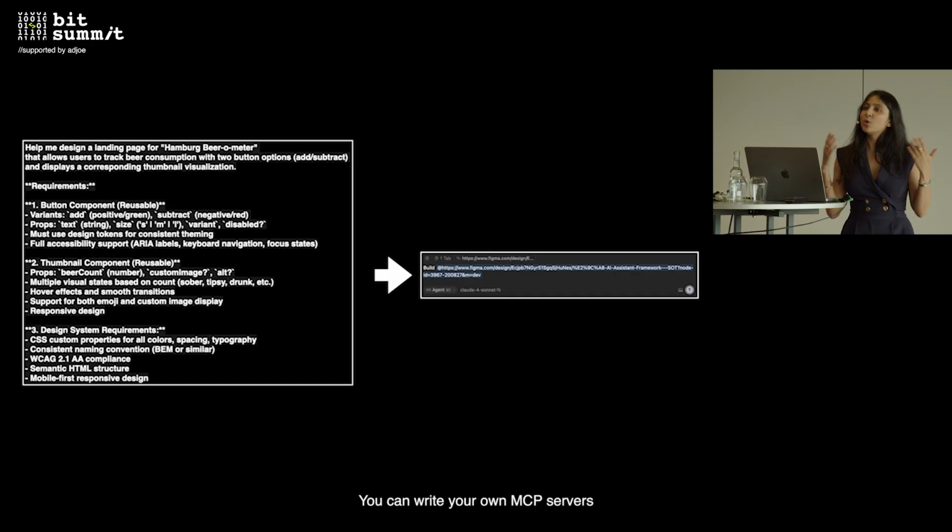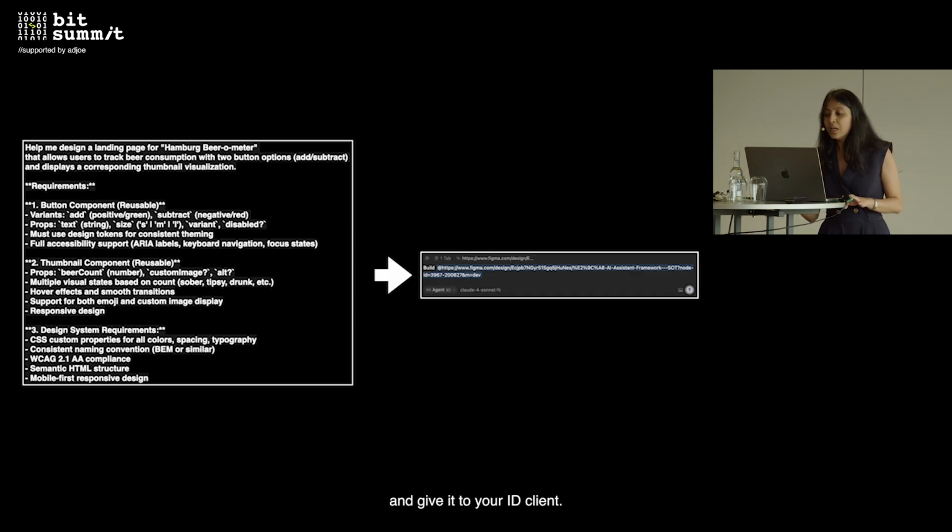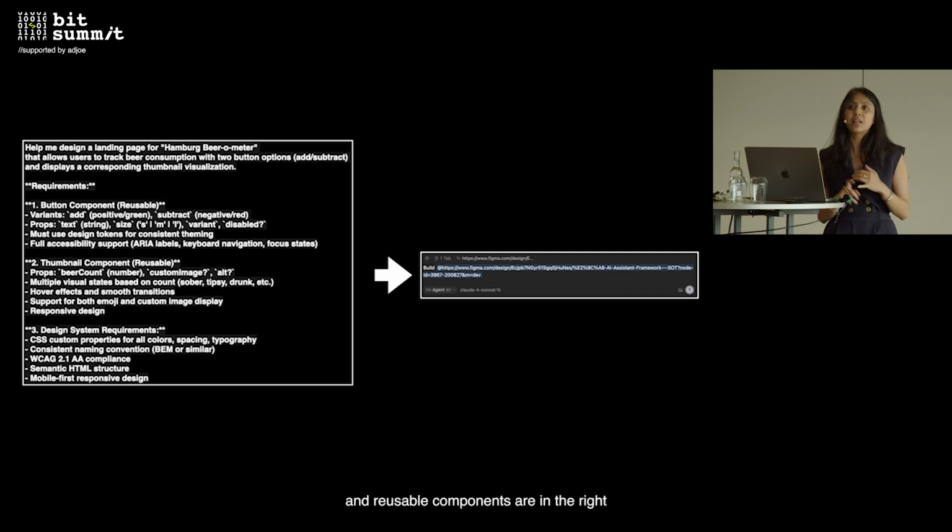You can write your own MCP servers on top of the Figma MCP servers that are available and give it to your IDE client. But the key thing over here is structuring the Figma files and making sure that the semantic layering, the names, and the reusable components are in the right shape and form. You're using the right tokens for all the spacing, the color contrast, the radius, the typography, and everything, so that AI can map directly into the code.